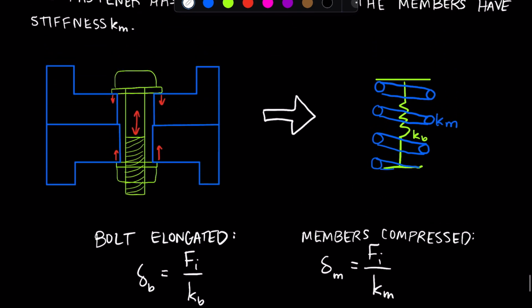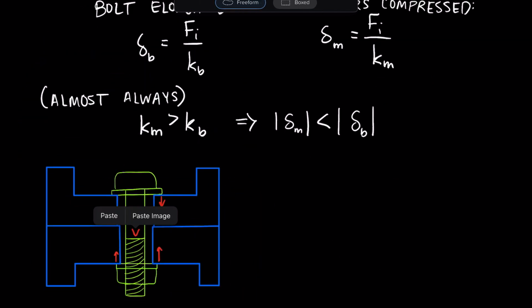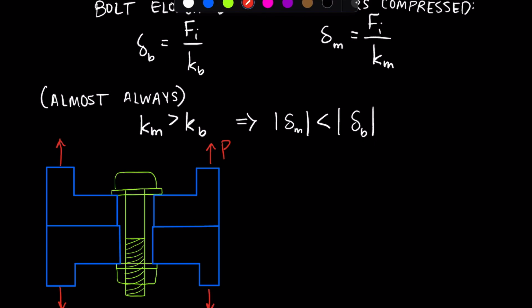Okay, so now let's talk about what happens when we apply an external load. Okay, let's apply external load P. And this external load is tensile in nature, so we're going to be pulling apart the members and we're going to be pulling apart the bolt. So we're applying tension to both the bolt and the members. Remember that the members had some compression load on them from the preload, and so now we're applying this external load. We're going to be pulling them back apart, so relieving some of this compression.